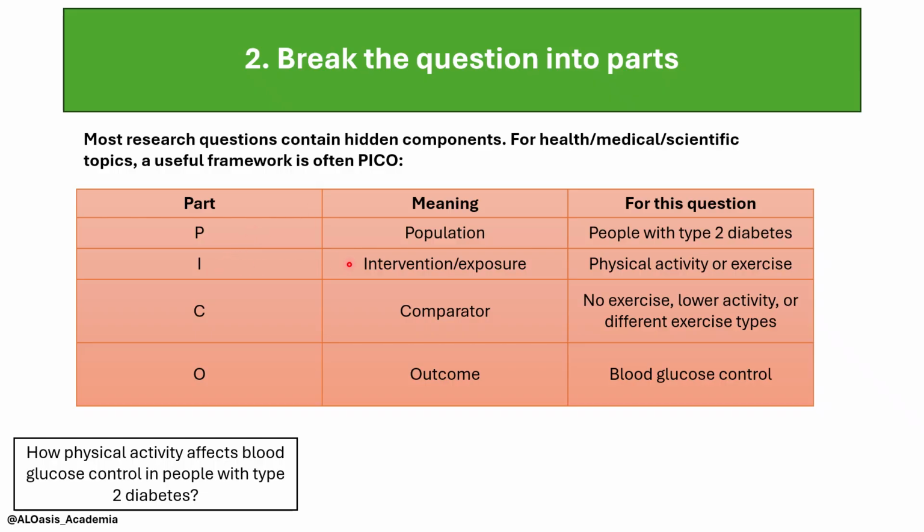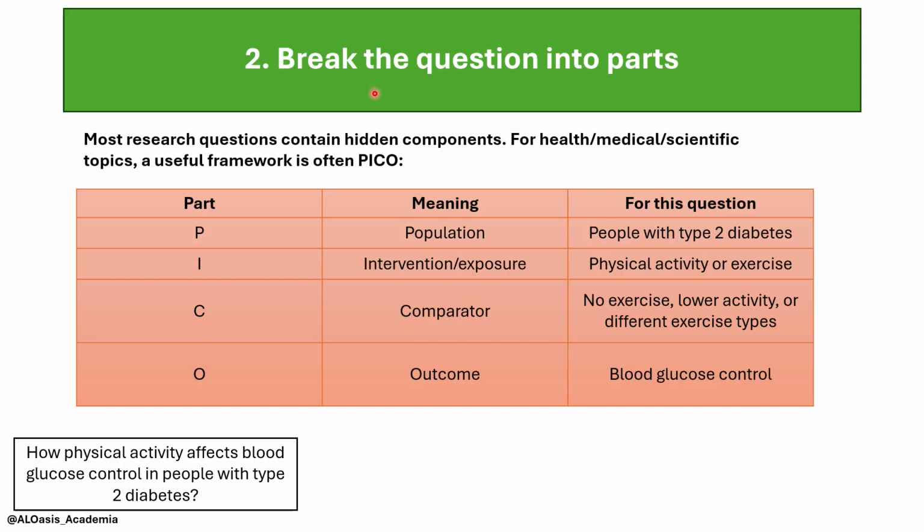Then comes the I. The I stands for the intervention. So does the question mention any type of intervention for this research? And the answer is yes, because they mentioned that they will have physical activity. So that's the intervention that they are trying to study in this research. So now, if you just focus, you will feel that the question is becoming clearer. Then C is the comparator. Do we have in the question any mention of any comparisons? The answer is no, we don't have. So the question just says, what's the effect of physical activity on blood glucose control?